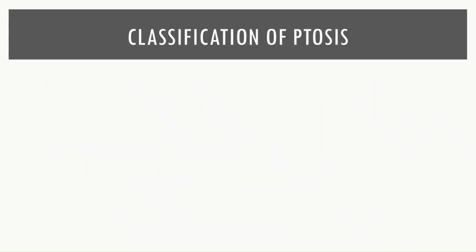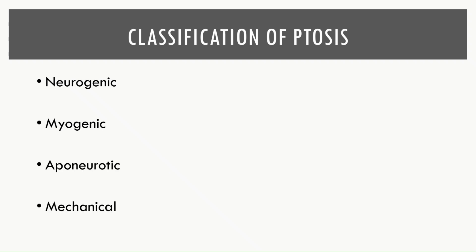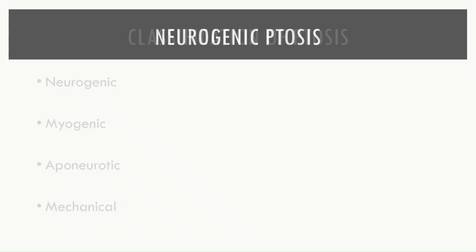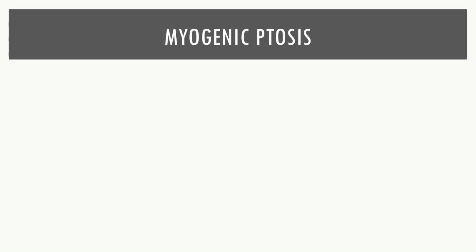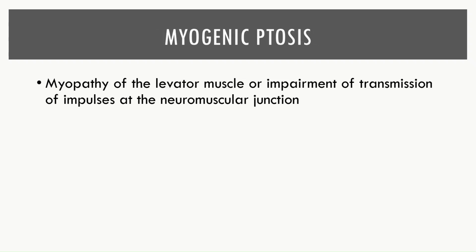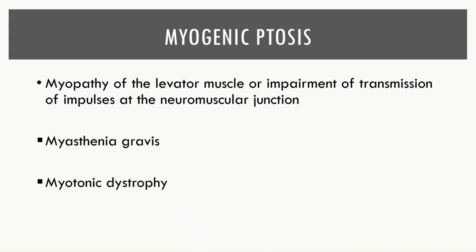Classification of ptosis. The etiology of ptosis can be classified into neurogenic, myogenic, aponeurotic, and mechanical. Neurogenic ptosis is an innervational defect seen in third nerve palsy and Horner syndrome. Myogenic ptosis is caused by myopathy of the levator muscle or impairment of transmission of impulses at the neuromuscular junction, seen in myasthenia gravis, myotonic dystrophy, and progressive external ophthalmoplegia.